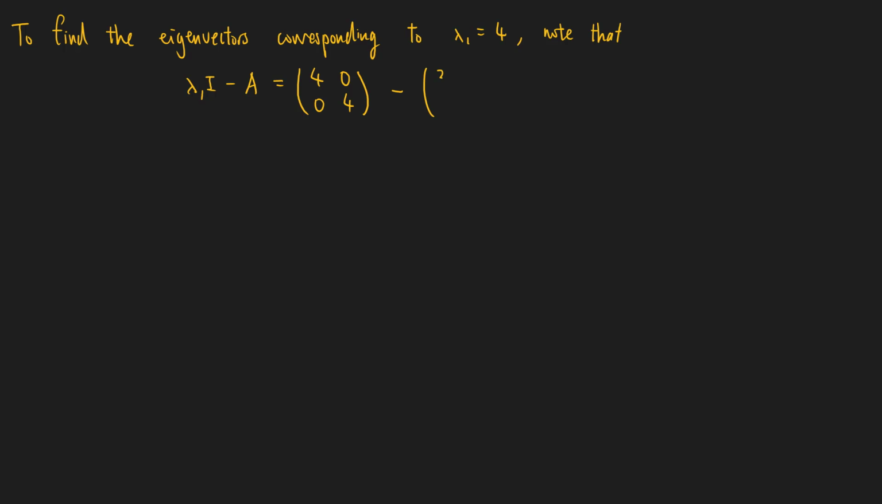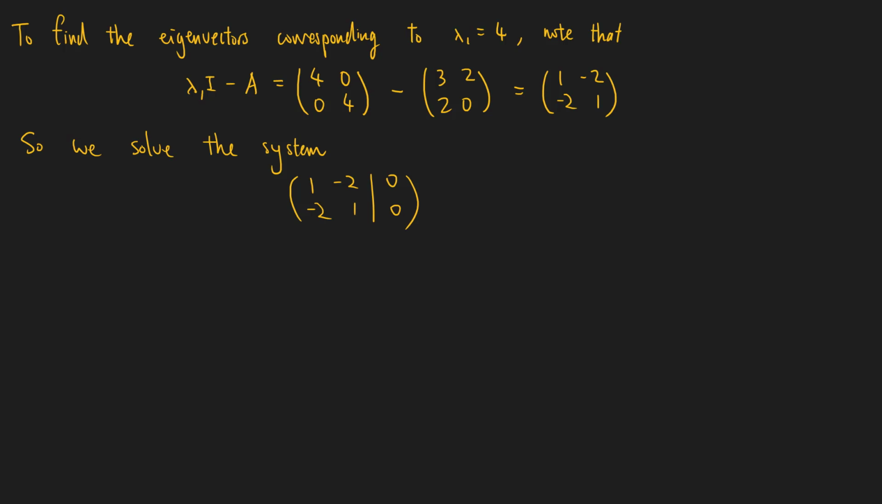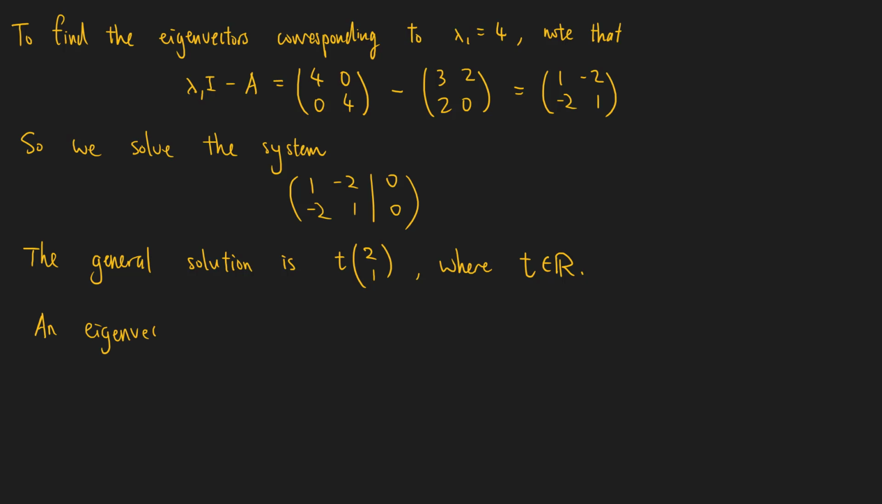To find the eigenvectors corresponding to lambda 1 equals 4, note that lambda 1 times I minus A equals the matrix 4, 0, 0, 4 minus the matrix 3, 2, 2, 0, which equals the matrix 1, negative 2, negative 2, 1. So we solve the system 1, negative 2, 0, negative 2, 1, 0. The general solution is t times the vector 2, 1, where t is a real number. So an eigenvector is v1 equals 2, 1.